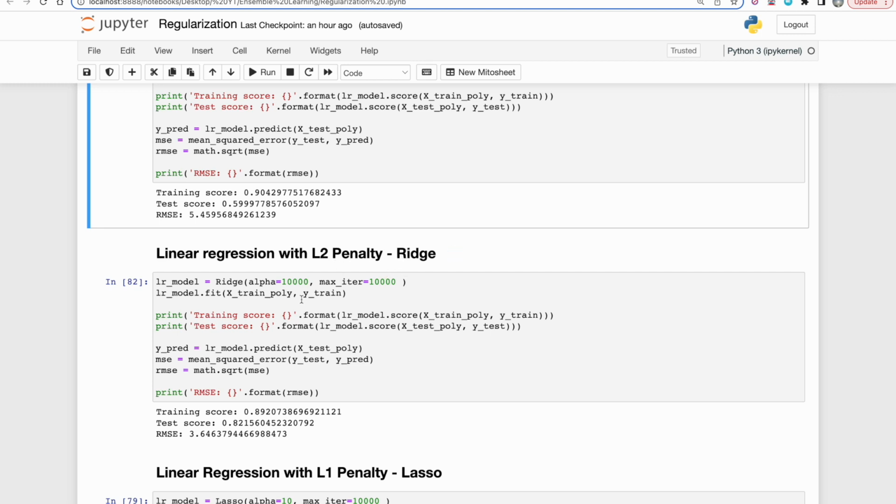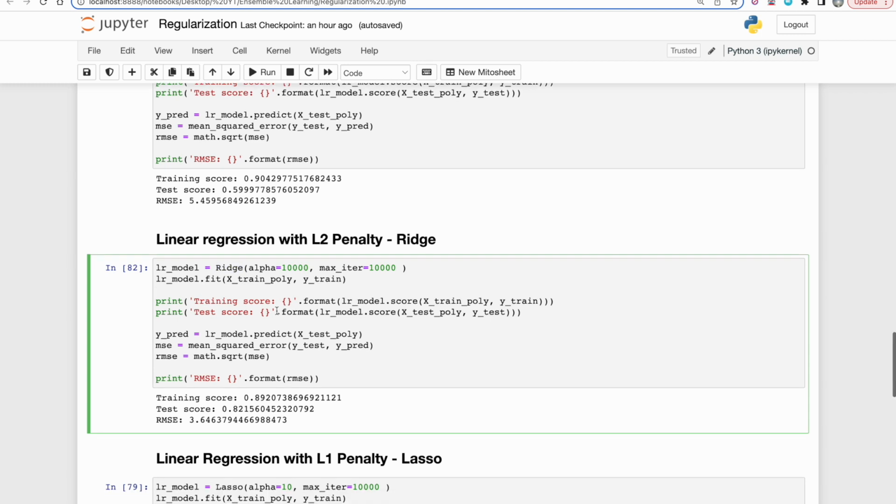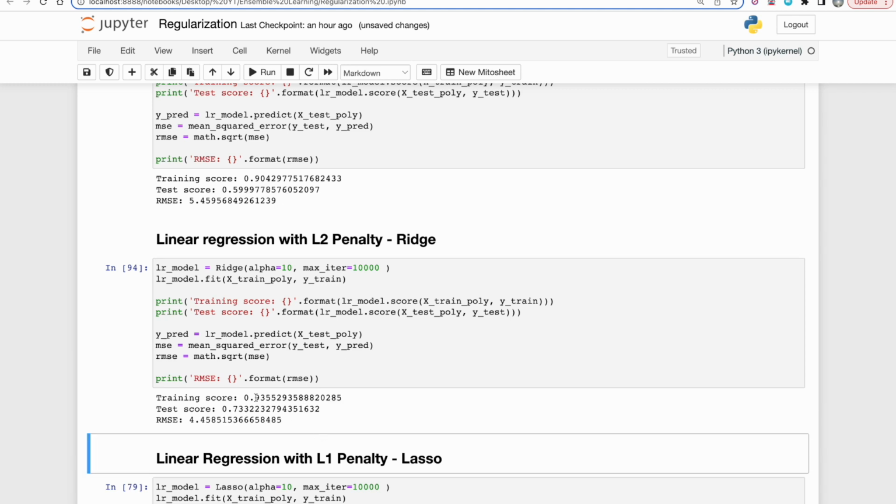Ridge regression, L2 penalty. So the way to call L2 penalty is through Ridge, right? We imported this API. We'll call max iteration, I'm setting it to 10,000. Alpha is nothing but lambda. It is called alpha in scikit-learn, so you can ignore that. What I will do is I will try to start with maybe 10 alpha. I'll try to see what it is.